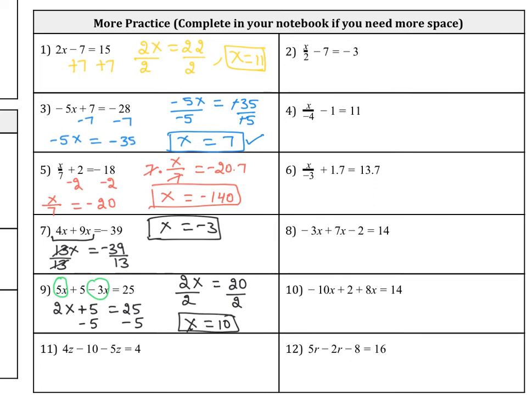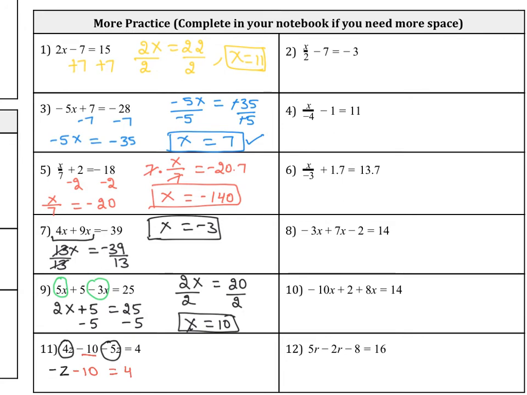Example number 11. 4z minus 10 minus 5z equals 4. We are going to solve this equation for z because this is the unknown number here. And we are going to combine the two like terms that we see on one side of the equation. So the two like terms are 4z and negative 5z. 4z minus 5z would be negative 1z or just negative z. This negative 10 will remain as it is, so negative 10 equals 4.